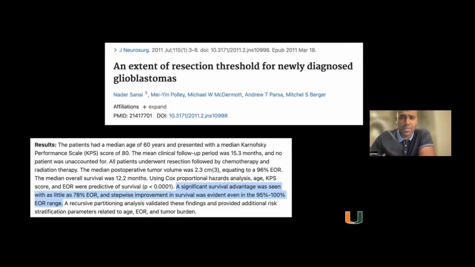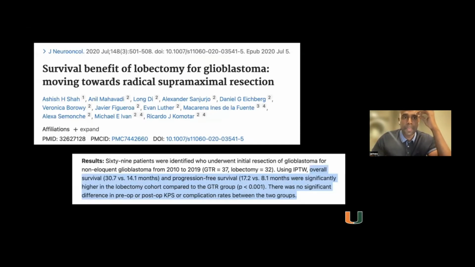Then the UCSF group with Dr. Berger saw that there was in fact some survival benefit when you hit as little as 78% extent of resection. That's what EOR stands for. But then as you increase that extent of resection, there was a stepwise improvement in survival, especially when you got to that 95, 98%, which is similar to the Sawaya paper. And then our group out of here actually showed that the survival benefit for patients undergoing lobectomy was even better, 30 versus 14 months, with progression-free survival also being improved.